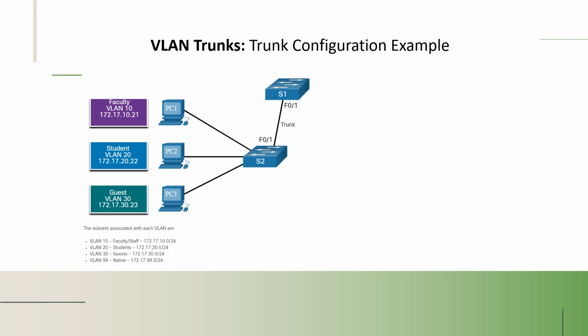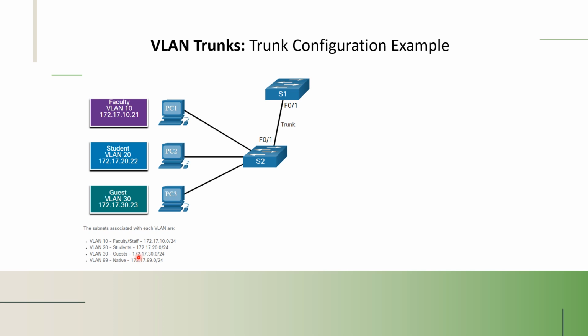And here there is an example of trunk configuration. As you can see in the figure, we have VLANs 10, 20, and 30 that support faculty, students, and guests, for computers PC1, PC2, and PC3. The FastEthernet 0/1 port at switch 2 is configured as a trunk port and will forward traffic for VLANs 10, 20, and 30, and VLAN 99 is configured as the native VLAN.